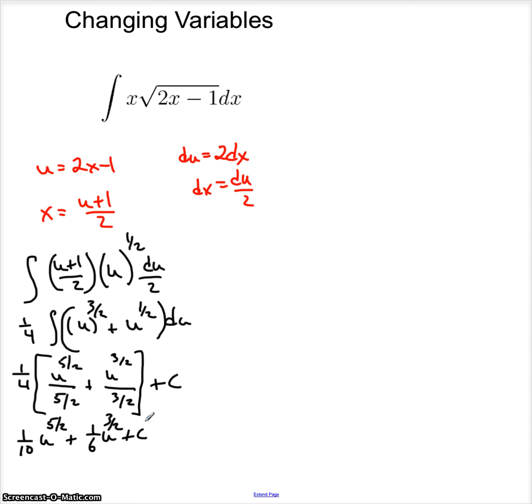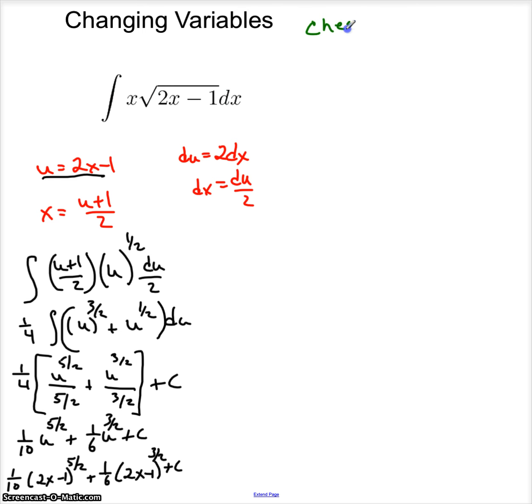Now I'm not quite done because I want to substitute u back in. And so this is 1/10 (2x minus 1) to the 5/2 plus 1/6 (2x minus 1) to the 3/2 plus c. Now, am I right? You should never walk away from a test without knowing every one of your answers is right or knowing they're wrong.